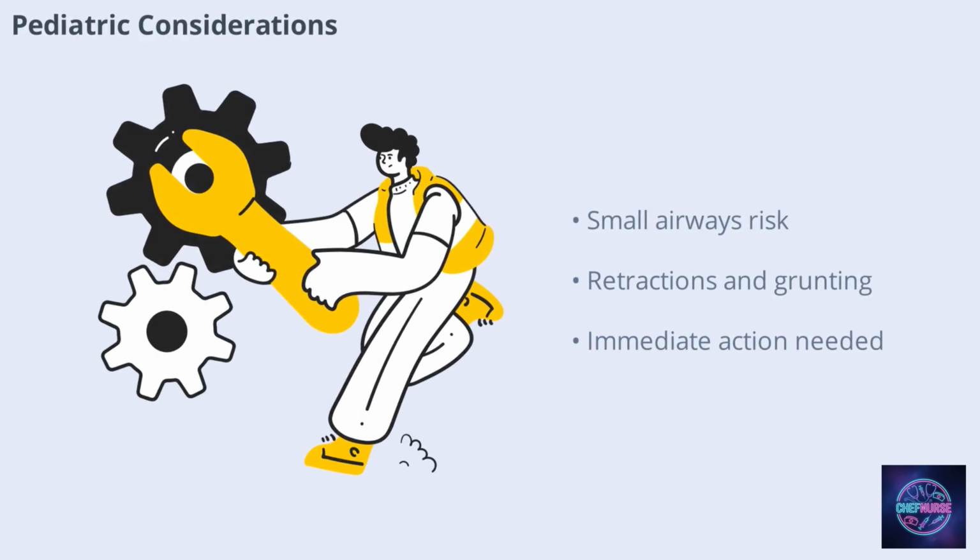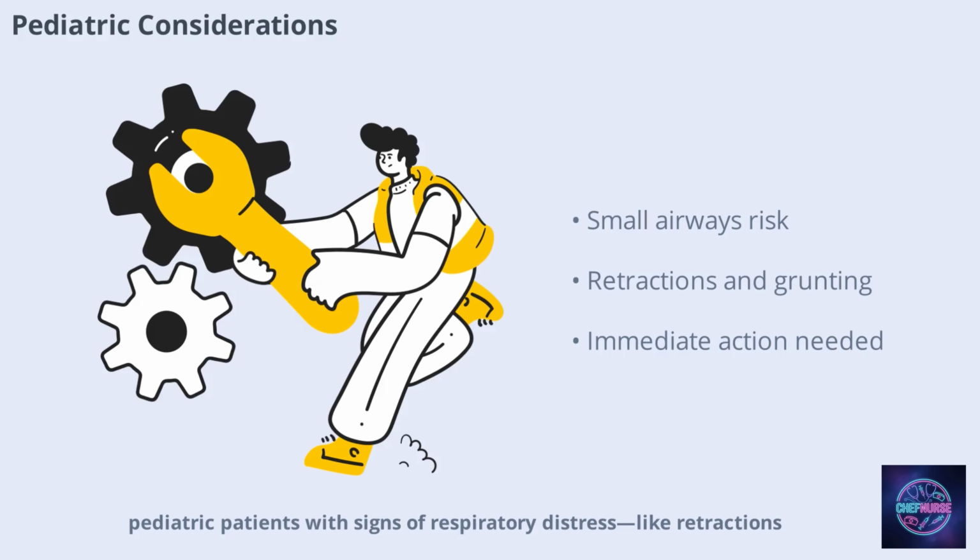Children are especially vulnerable to respiratory problems due to their smaller airways. On the NCLEX, pediatric patients with signs of respiratory distress like retractions, nasal flaring, or grunting require immediate intervention. Always prioritize airway and breathing in children as they can deteriorate rapidly.